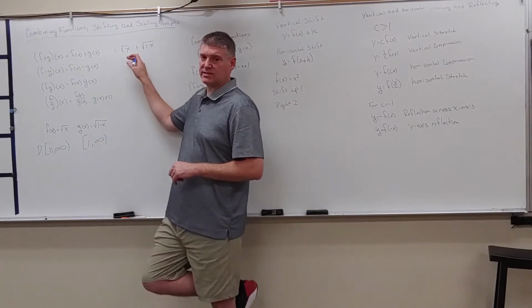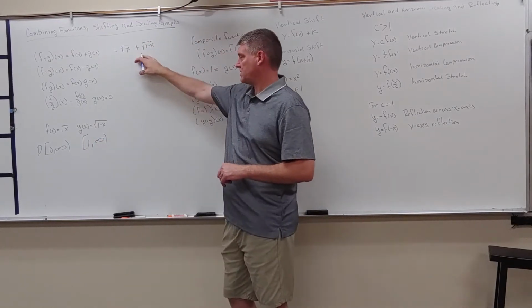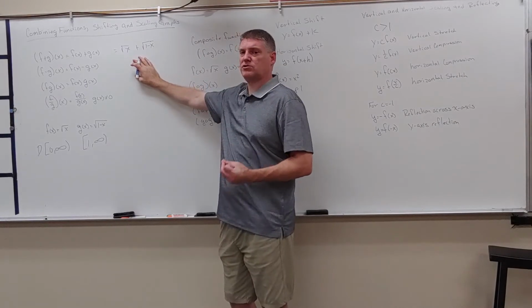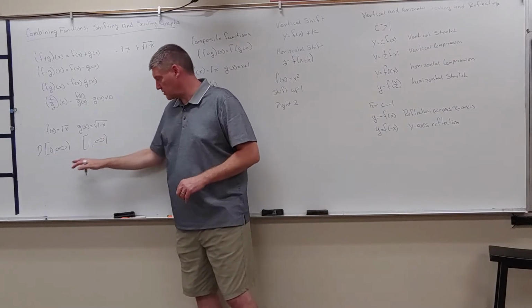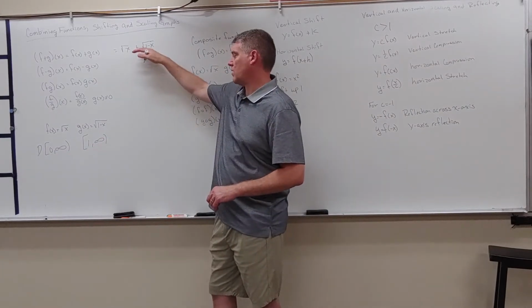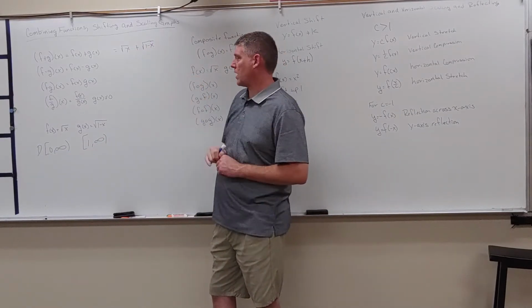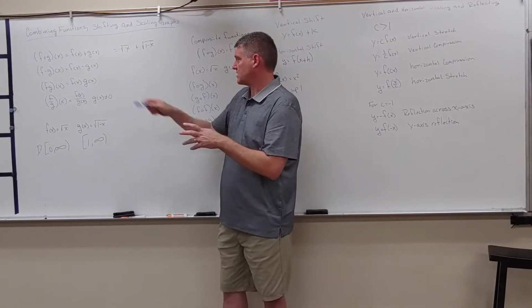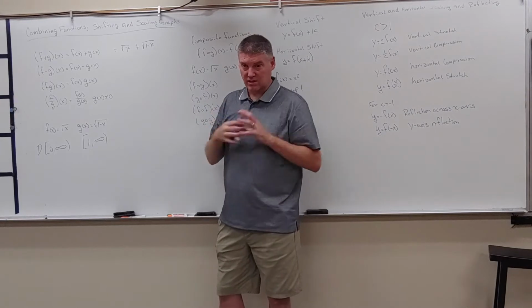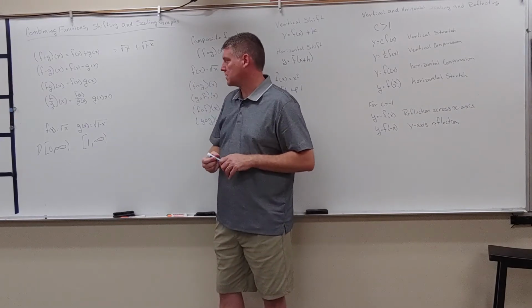So when I add these together, I have to take the domain that is the most restrictive. So this is more restrictive than this one, so my domain would be from 1 to infinity. We're not going to put those in here. I just wanted to talk about that because that is going to dictate what happens here.